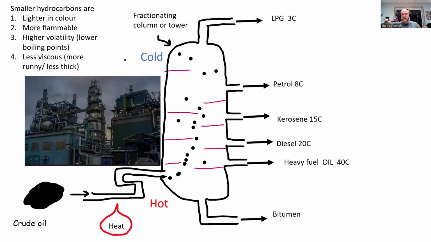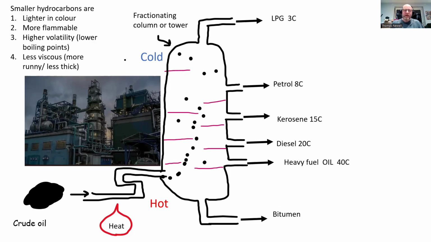Okay, so here's a photograph of real fractional distillation towers. You can see they've got stairs going up, platforms going up, where workers can go up and down the tower and make sure everything's working correctly. Something that comes up as a very common question is you have to be able to compare the color, the flammability, the volatility, and the thickness of different fractions. So they may ask you, compare petrol to kerosene or compare LPG to heavy fuel oil.